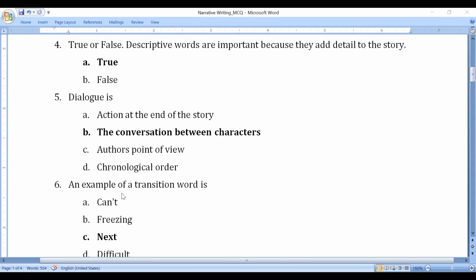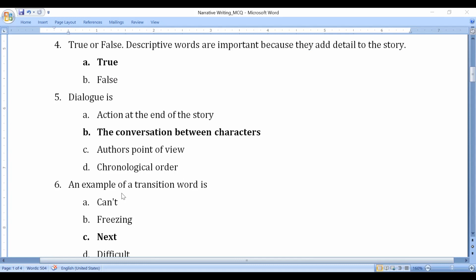True or false? Descriptive words are important because they add detail to the story. Yes, it is true. Descriptive words, what we call adjectives. Adjectives are important because they add details to the story.